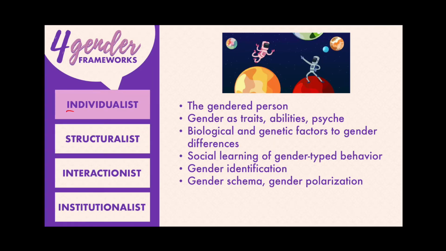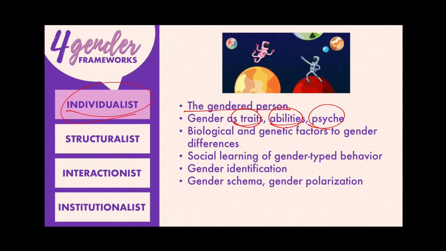So the individualist perspective on gender looks at a person as someone who is essentially emanating a gender. So we talk about the gendered person. The individualist framework argues that gender is something that's inherent in a person, and it's more something that emanates from a person rather than something that is nurtured by society. This framework argues that genders are traits, abilities, and psyches specific to males and specific to females.